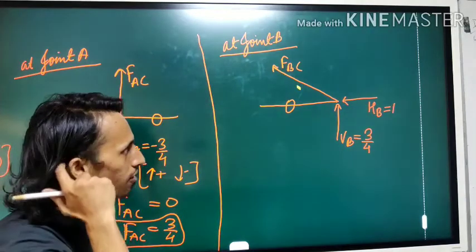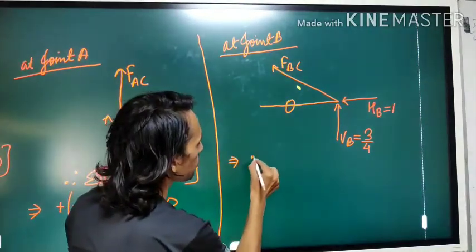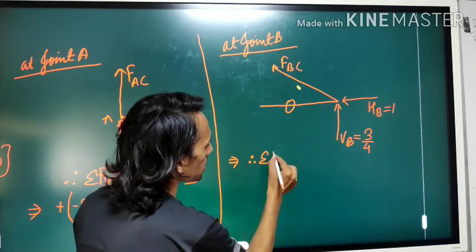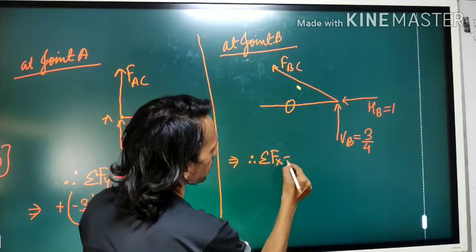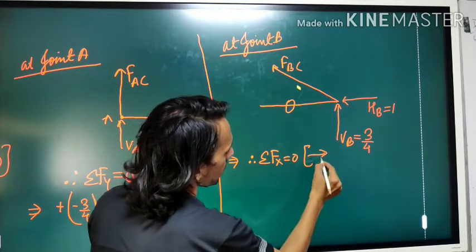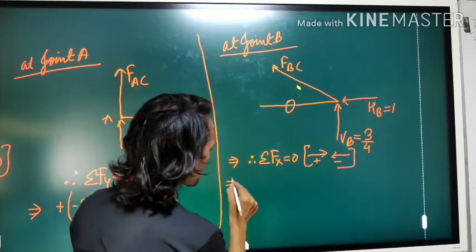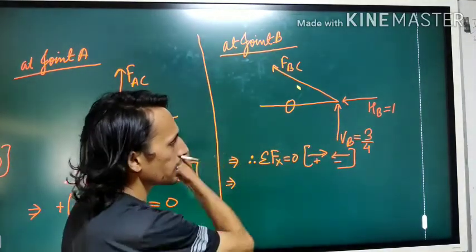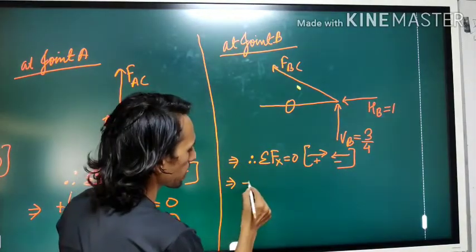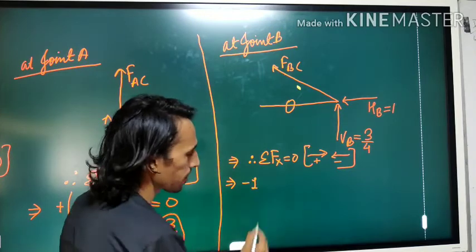So which equation can you use? You can use either equation. Let me use this equation: summation of forces in the horizontal direction is 0. This side positive, this side negative. So what are the horizontal forces? HB. What is its direction? This side, so it is minus. Value of HB is 1.